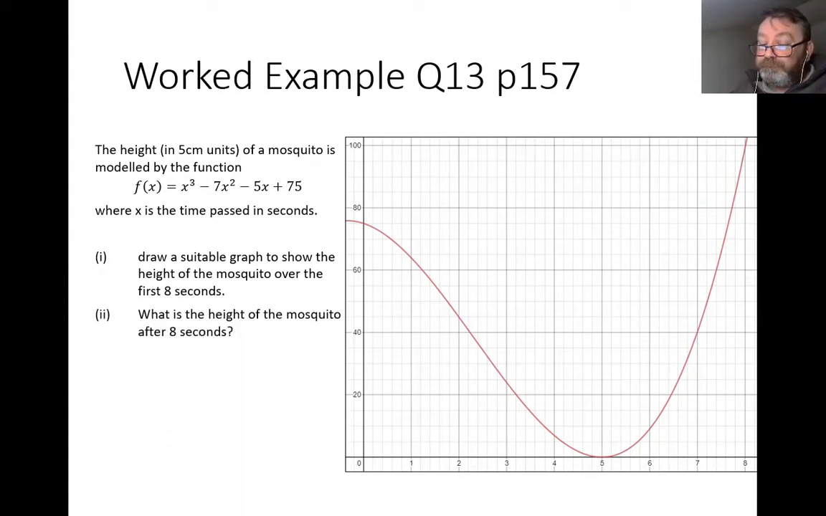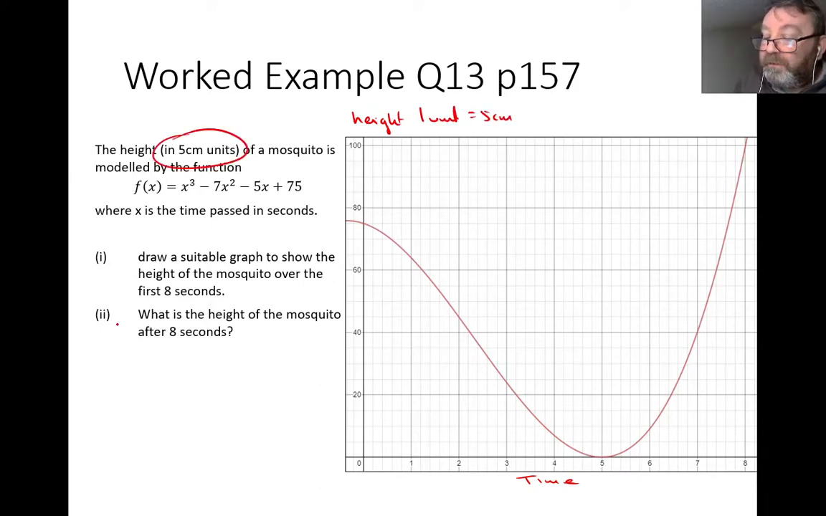First one. What is the height of the mosquito after 8 seconds? Now, we have to remember here that this is time and this is height along this axis. But here's what I need you to remember. 1 unit equals 5 centimeters. Do you remember that? There it is. So every one box up there is actually 5 centimeters. So 1 would be 5, 20 would be 100, 40 would be 200, and so on.